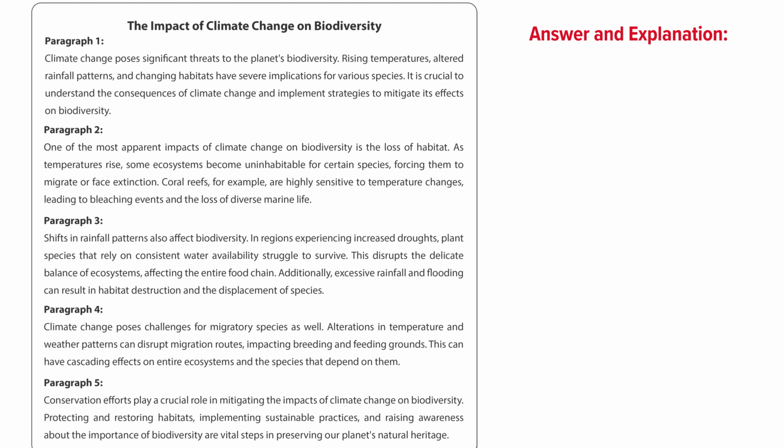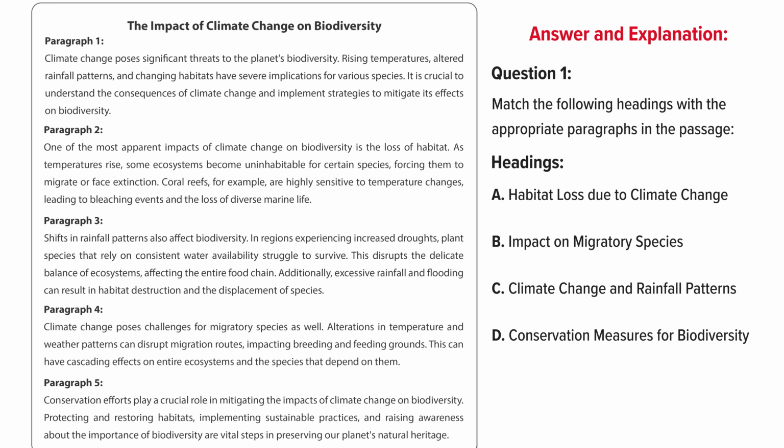Answer and explanation. Question 1. A. Habitat loss due to climate change: Paragraph 2. B. The impact on migratory species: Paragraph 4. C. Climate change and rainfall patterns: Paragraph 3. D. Conservation measures for biodiversity: Paragraph 5. Explanation. By carefully reading each paragraph, we can identify the main idea or theme and match it with the corresponding heading.